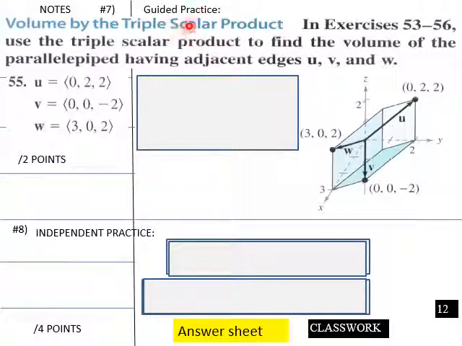Let's go into a guided practice. Use the triple scalar product to find the volume of the parallelepiped having adjacent edges u, v, and w. So here's u here, here's v here, and here's w here. So we have this face, and this face, and then this face. And then here are our componentized scalars, or rather our vectors. So having those vectors, we have u times the quantity v times w. Here is our matrix here.